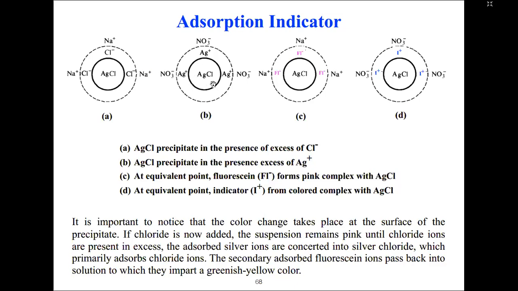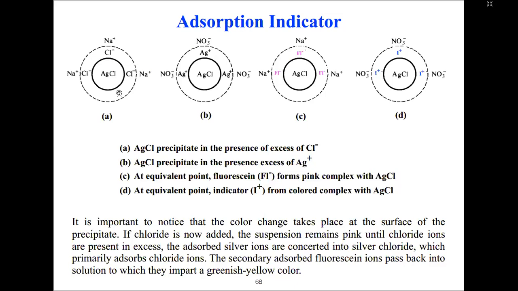Now instead of chloride ion, you have silver ion that is in excess. Okay. You don't have chloride ion at all. All of them are used up. Now the silver ion is in excess, and silver is also one of the ions of silver chloride, so it will form the primary layer. And since the silver is a positive ion, the secondary layer will be of negative ion.